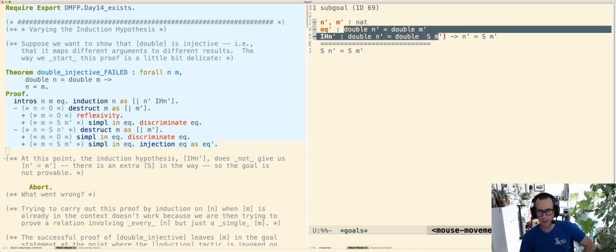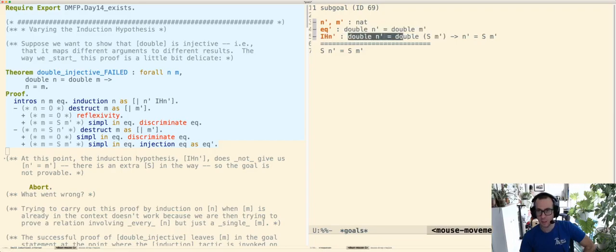We know that double n prime is equal to double m prime, but our IH will only apply, the precondition, the thing to the left of the arrow here, will only apply if double n prime is equal to double s of m prime. But look, you can't have this fact and this fact at the same time, right? Not for the double we defined. So we're stuck, right? It won't unify.